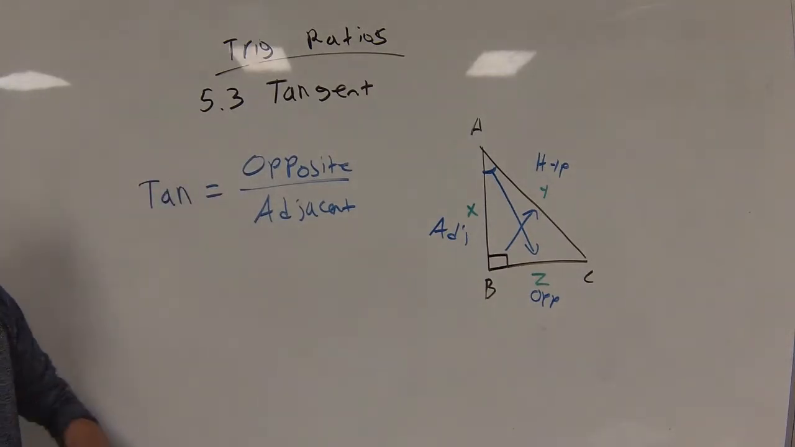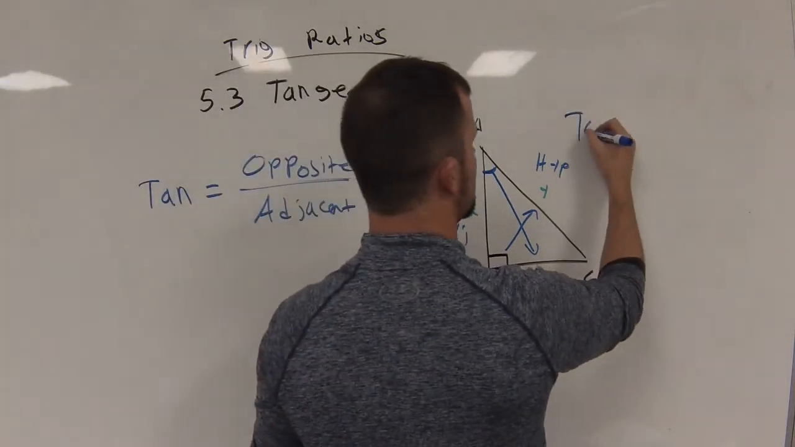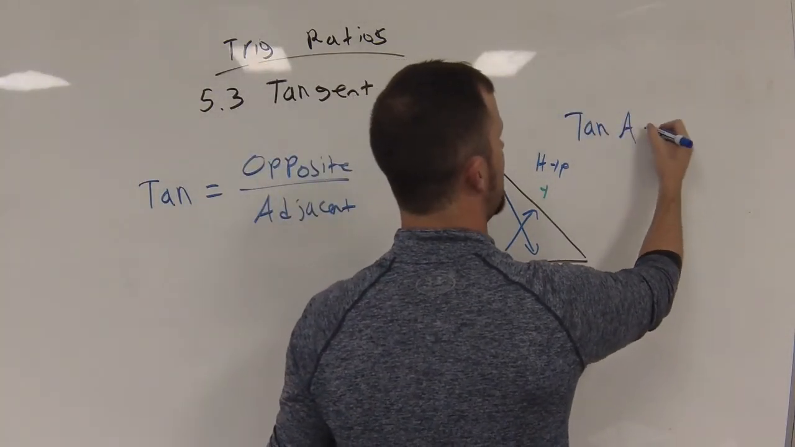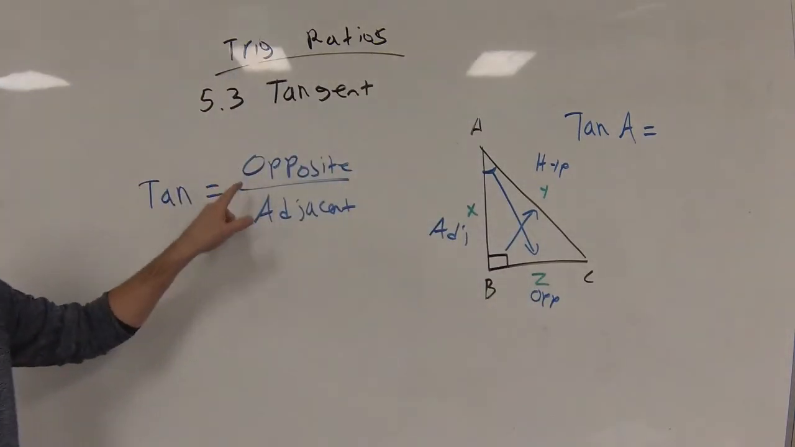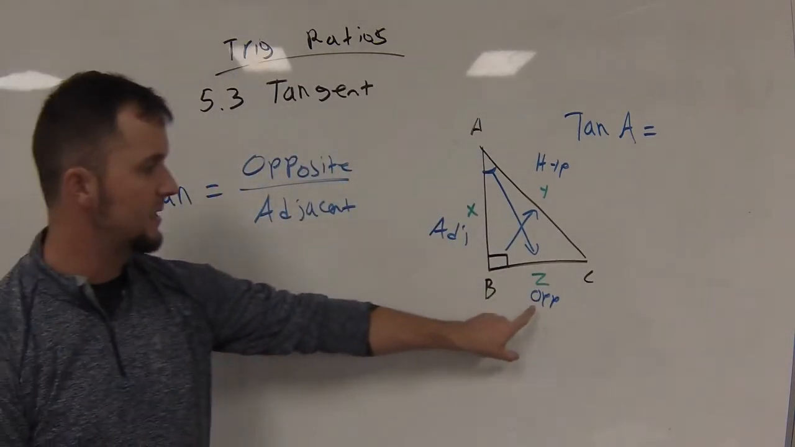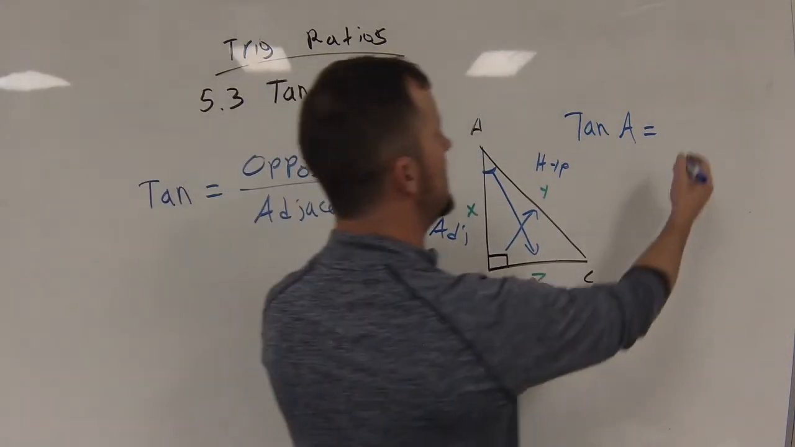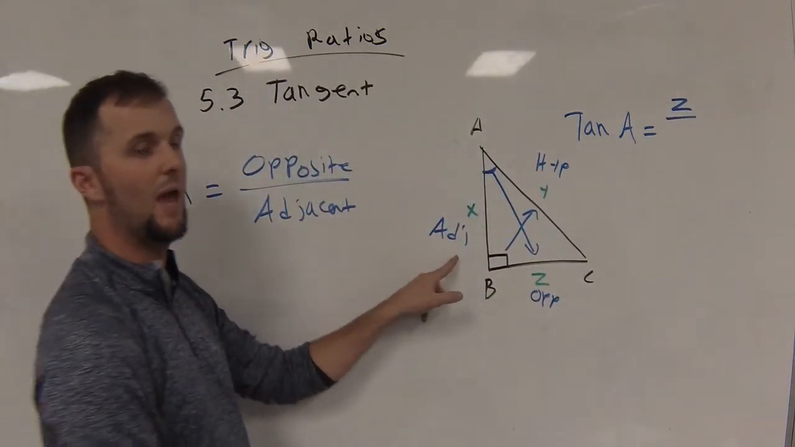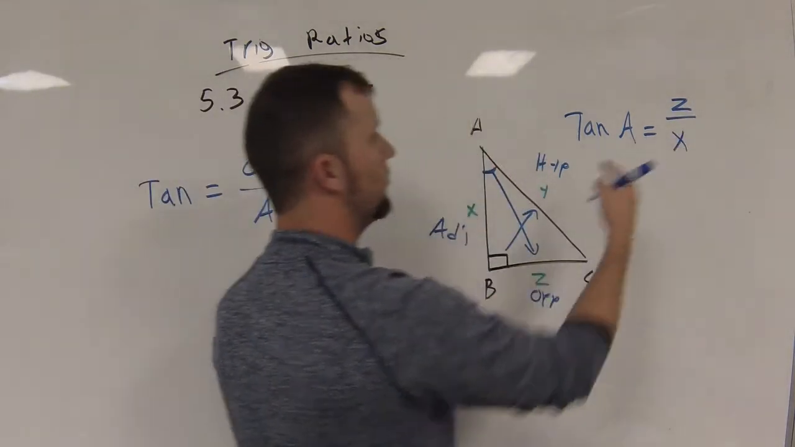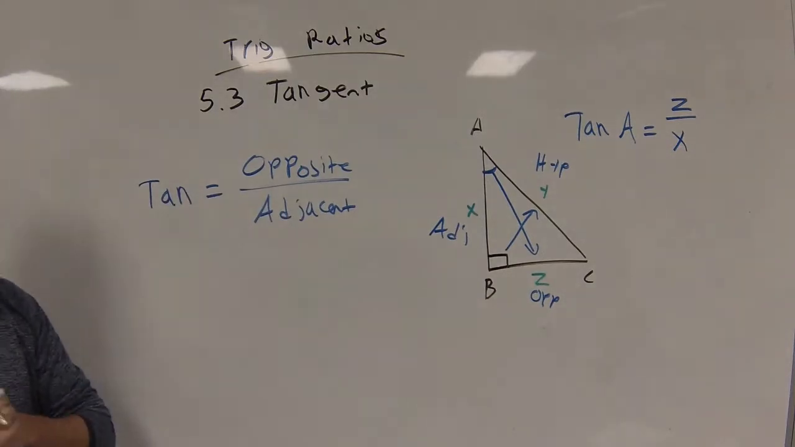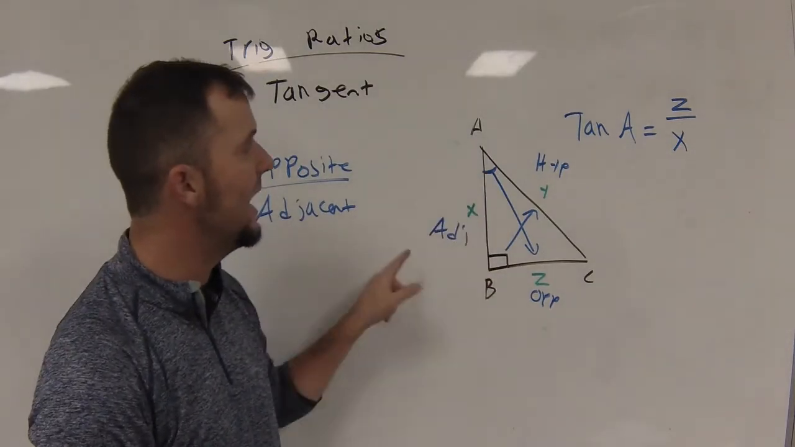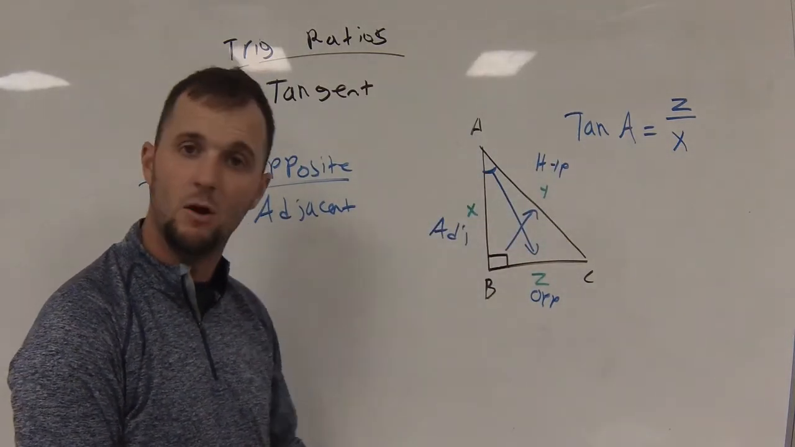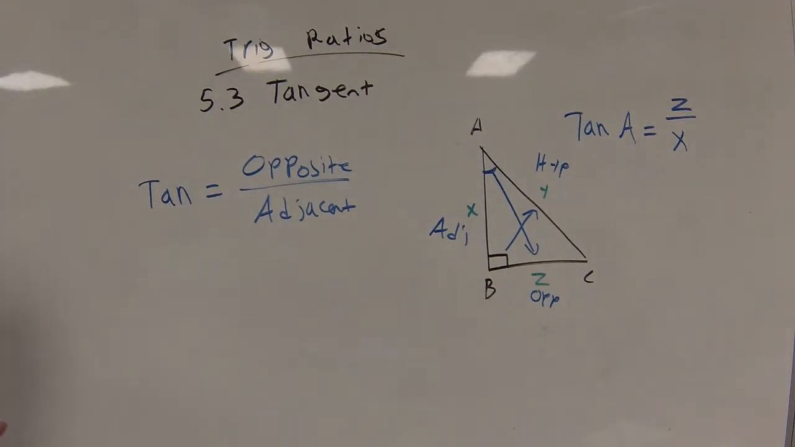So if I wanted to do the tangent of angle A, that's going to be opposite over adjacent. Here's the opposite, so that would be Z. And the adjacent is going to be X. And so this is the ratio that you would use to find the missing side, or to find a missing angle measurement if you needed to use tangent here, okay?